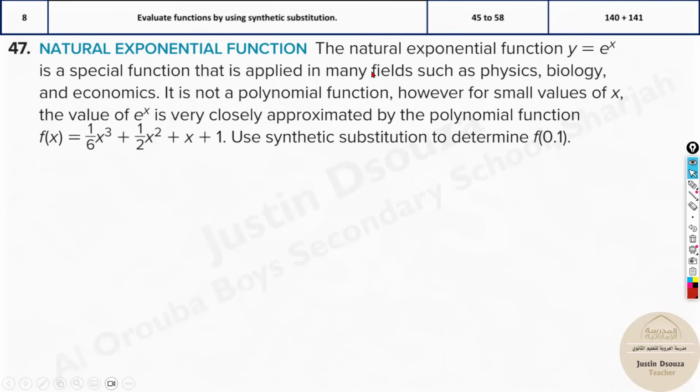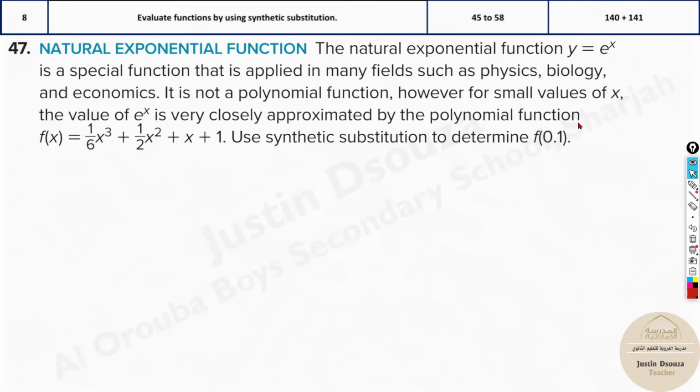Another real world problem: the natural exponential y equals e to the power x is a special function that is applied in many fields such as physics, biology and economics. It is not a polynomial function. However, for small values of x, the value of e to the power x is very closely approximated by the polynomial function over here. Okay, it's only for small values. This is the function of e to the power x. We need to use synthetic division to determine f of 0.1.